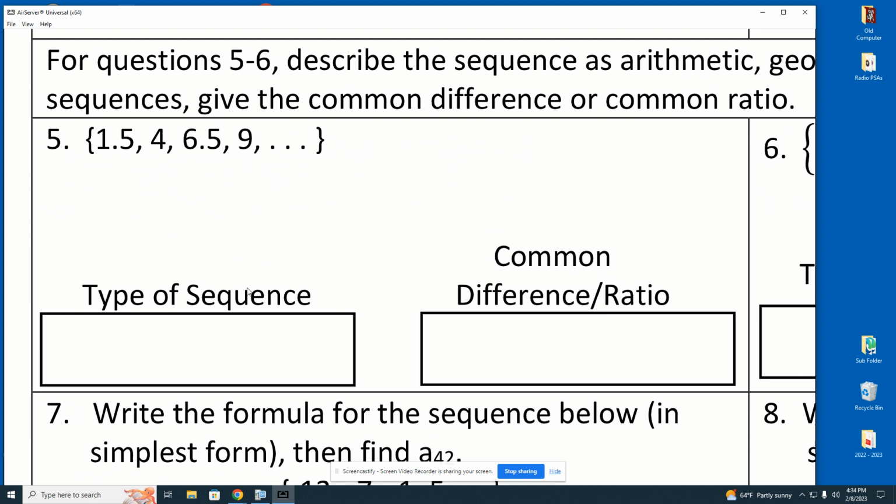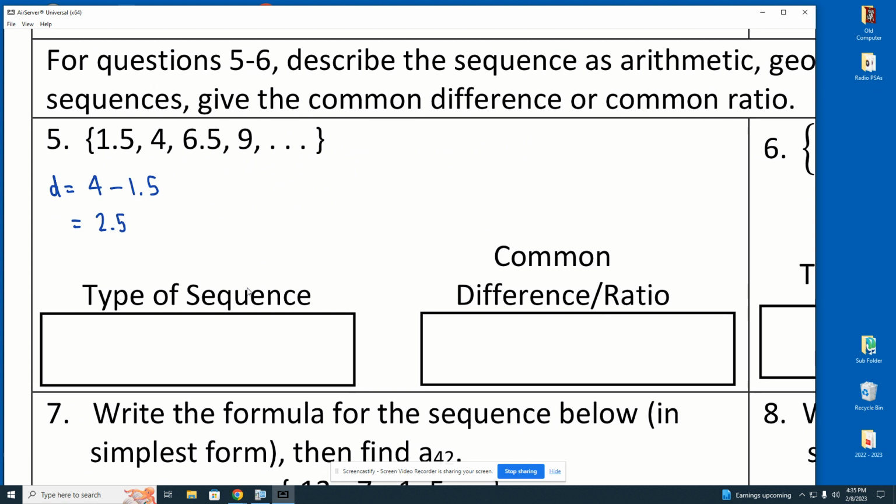Does it look like it's going up by the same number, or does it look like I'm multiplying by something? So it goes from 1.5 to 4, and then 4 to 6.5, and then 6.5 to 9. I think probably some of you guys will recognize that it looks like it's changing by the exact same value. So let's just check. Let's see if it has a common difference. So I take the second term, 4, minus the first term, 1.5, and that equals 2.5.